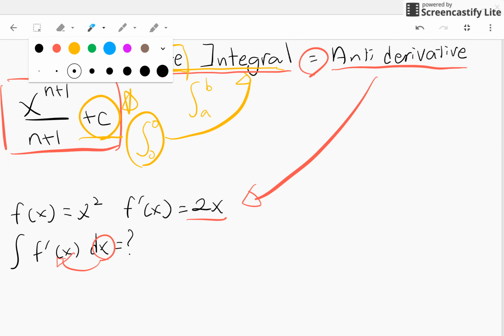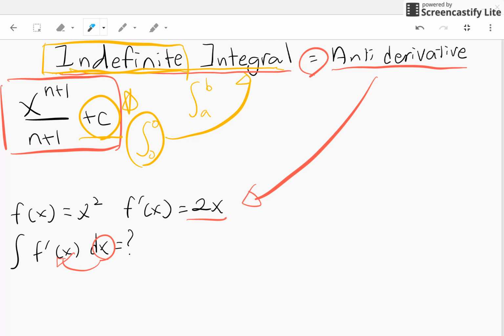Now, we know that this is the function right over here. This is the question that it is asking us. Now, how are we going to do this? Well, we can use this rule over here. We write this thing as the integral of 2x dx. How are we going to do this? Well, we can use this rule right over here.